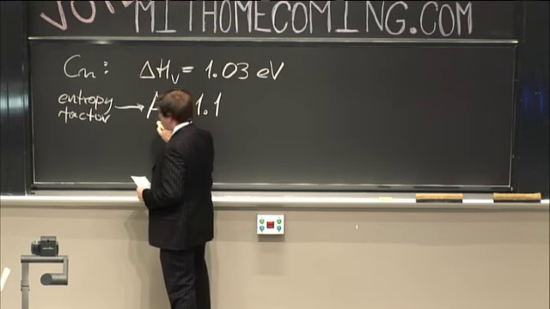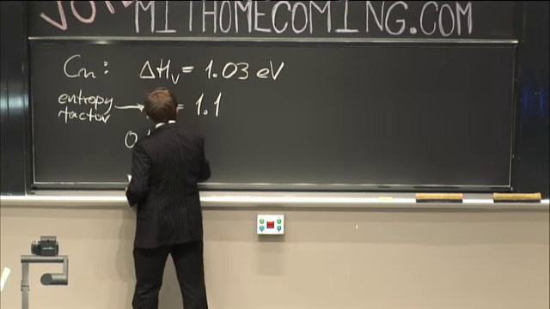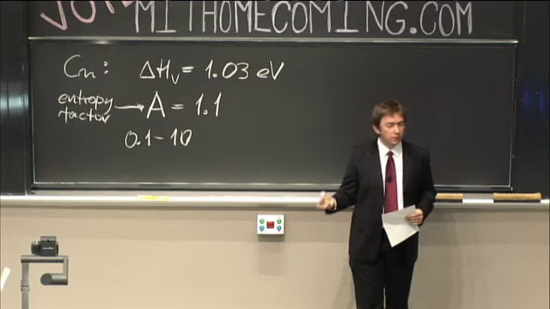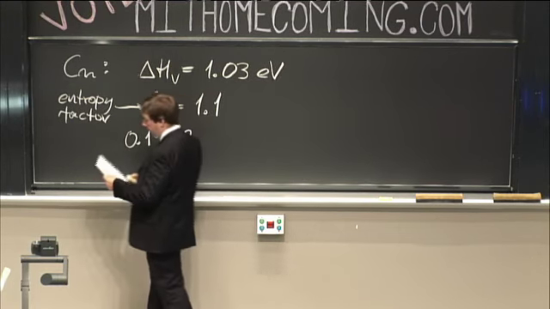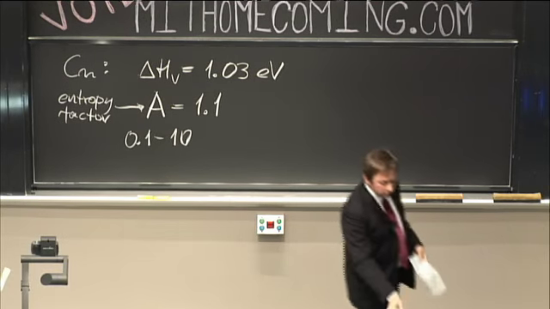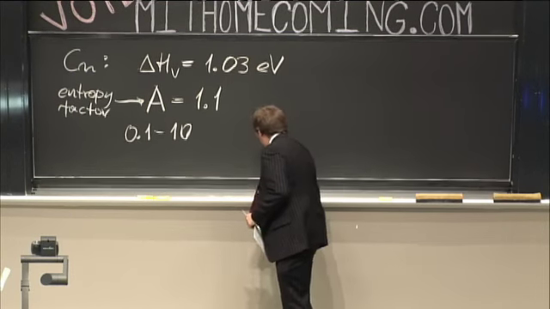Nevertheless, it turns out that this factor usually falls within a certain range, right? It's usually between 0.1 and 10. That's usually the range in which you find A's. And in the case of copper, it's very much in that range, right? It's just 1.1. So let's use this information to actually figure out how many vacancies we expect to see in copper at a given temperature.